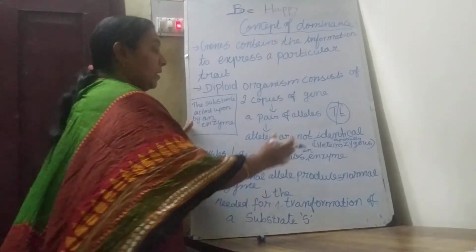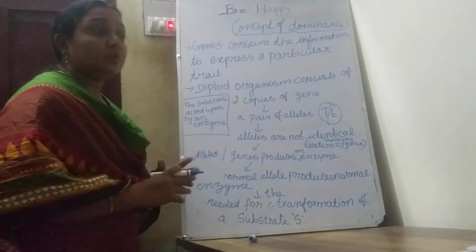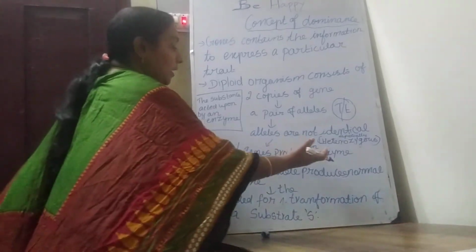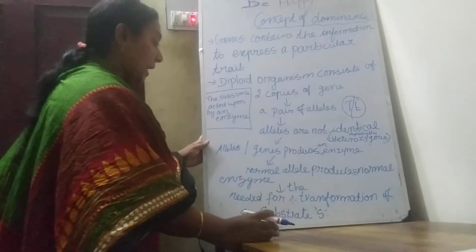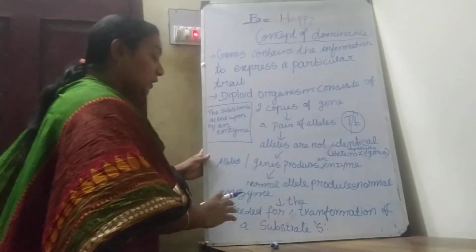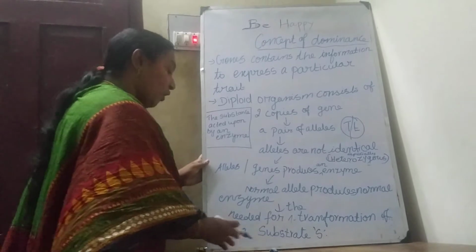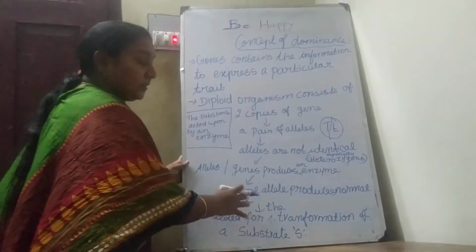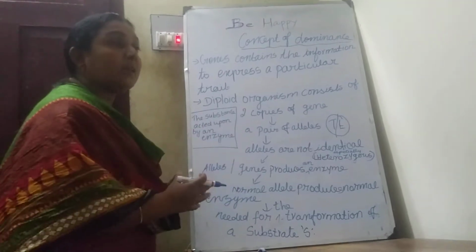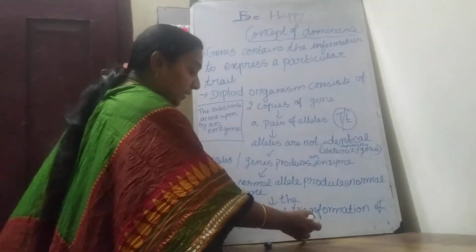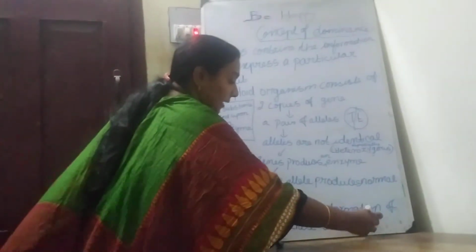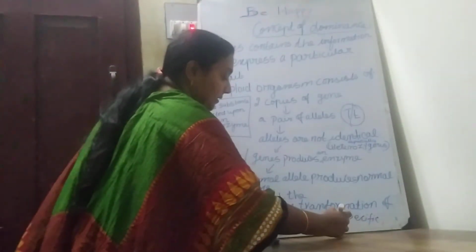Actually, the normal allele produces the normal type of enzyme. These enzymes are responsible for the transformation of a substrate S. Here this S indicates the substrate on which the specific enzyme acts.